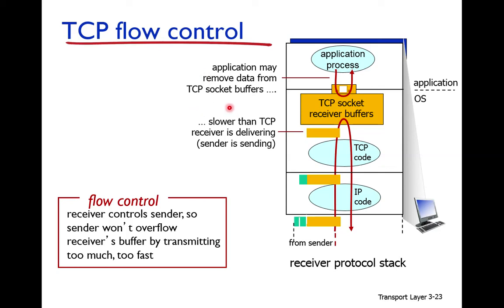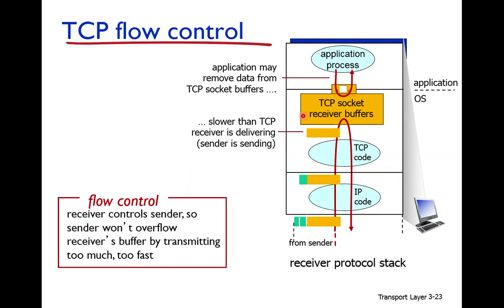And how is it controlled? The receiver informs the sender that I have 4 packets of free space, so the sender can send 4 packets, not more than 4 packets. So flow control means the receiver controls the sender so that the sender will not overflow the receiver buffer by transmitting too much too fast. How it is controlled, we will discuss.